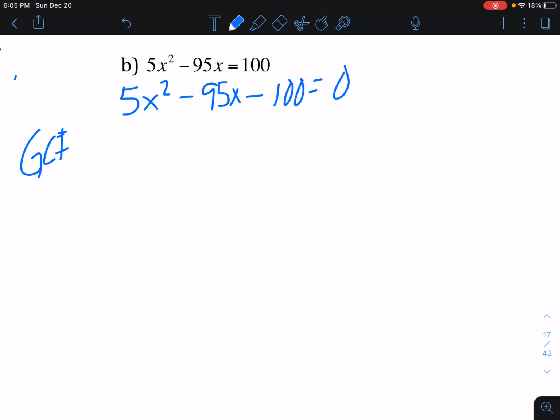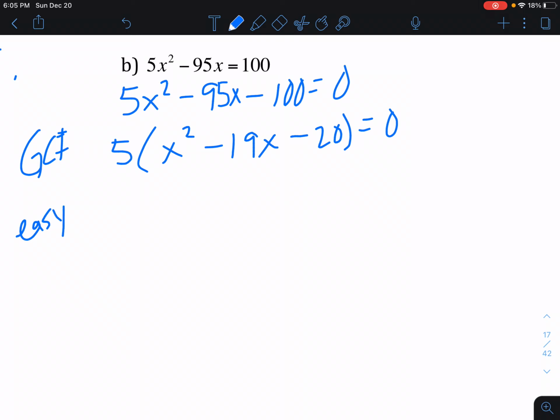You have a GCF here of 5. 5 goes into itself, 95 and 100. And then you divide by 5 to have 1x squared minus 19x minus 20. Can I keep factoring in the parentheses? Yes. What kind of factoring is it? It is what I refer to as an easy trinomial.